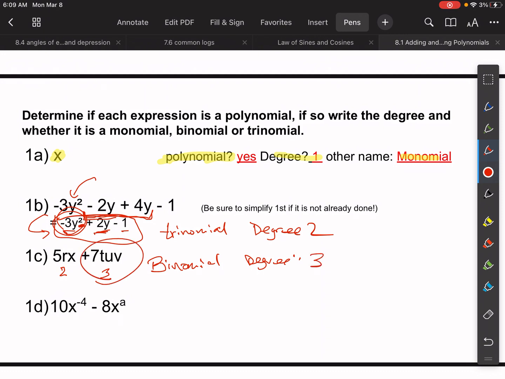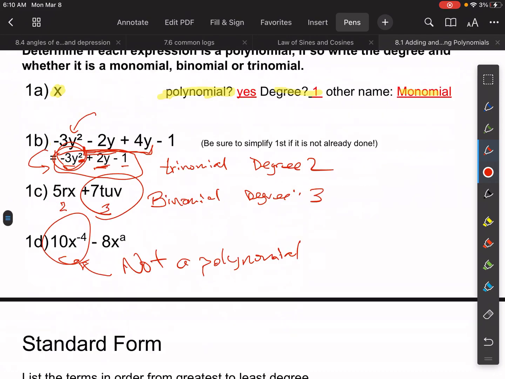And then for our final one here, remember your definition of a polynomial. There are no negative exponents. And what do you see here? A negative exponent, so this is not a polynomial. Okay, this behaves much differently on a graph than the rest of them. Okay, so that's kind of the first part here.